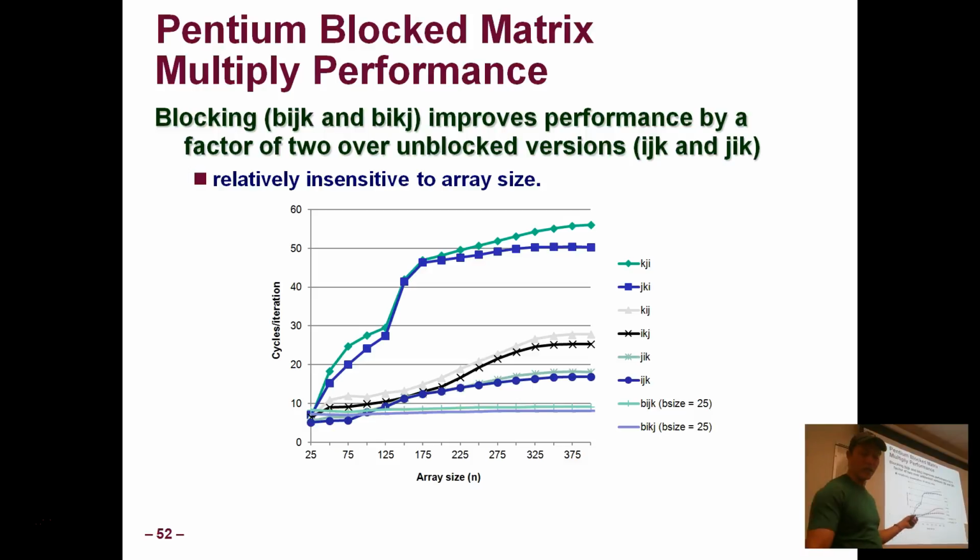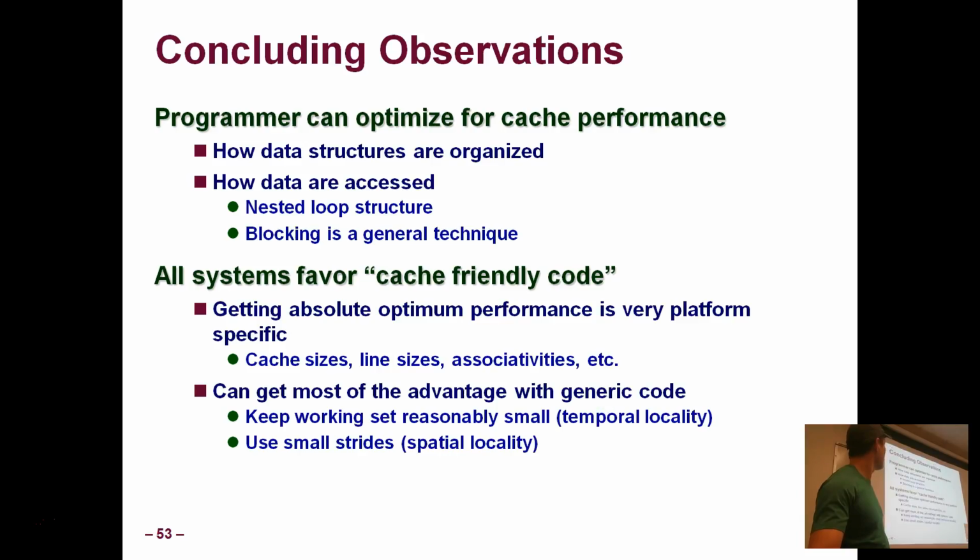So this is your final answer. This is where our best one on the previous slide was, and then you can get even better cycles per iteration using that final one. 110. That's crazy. Okay, so that is caching. That's the memory chapter.